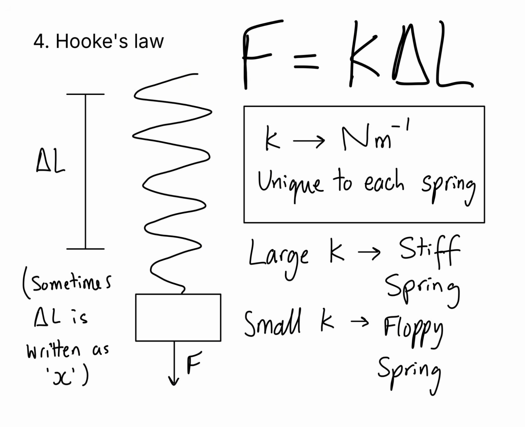Now on to springs. Hang a weight on a spring and it stretches. Hooke's law says the extension is proportional to the force. F equals k ΔL, where ΔL is the extension and k is the spring constant. Let's think about what k actually means. It's the force needed per metre of extension, so its units are newtons per metre. A big k means a stiff spring that barely budges. A small k means a floppy one.